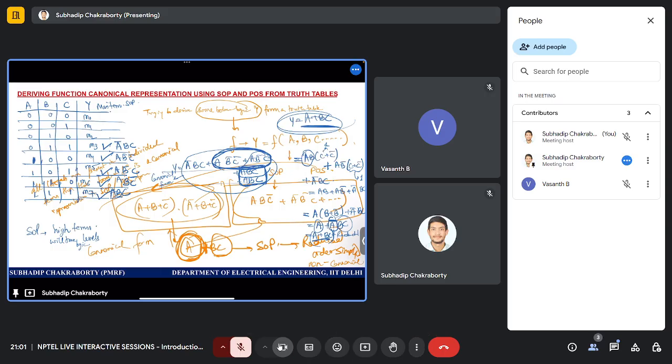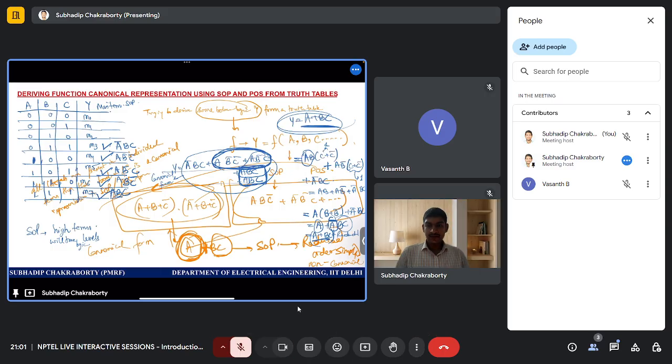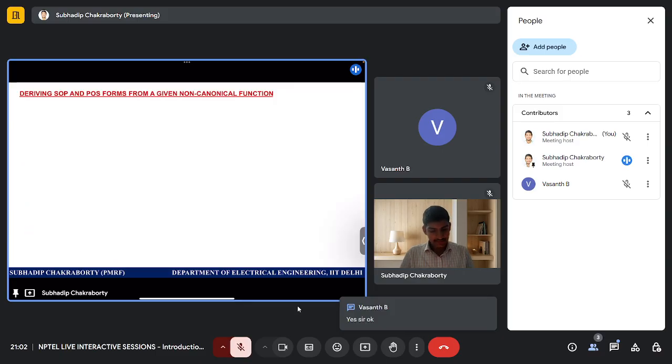Are you with me till this point? What I wanted to do is, let's say I give you A plus BC. I think I am correct here. Let's say I am giving you Y equal to A plus BC. Then can you derive for me the min terms from this?